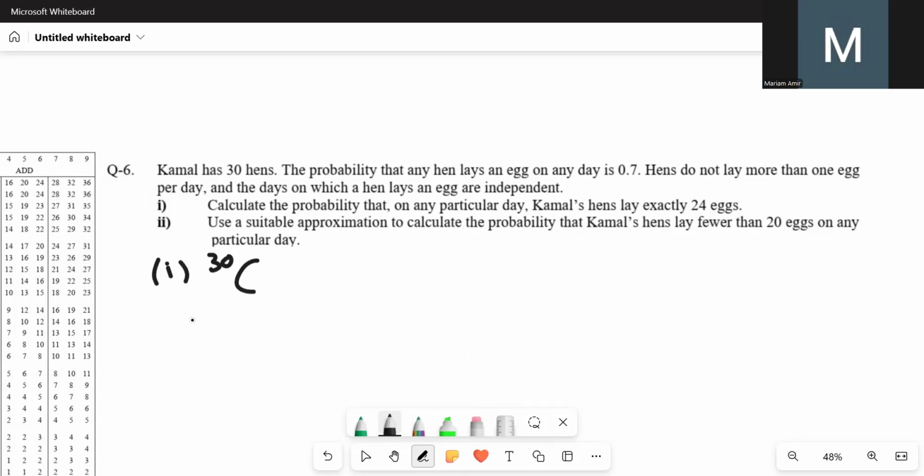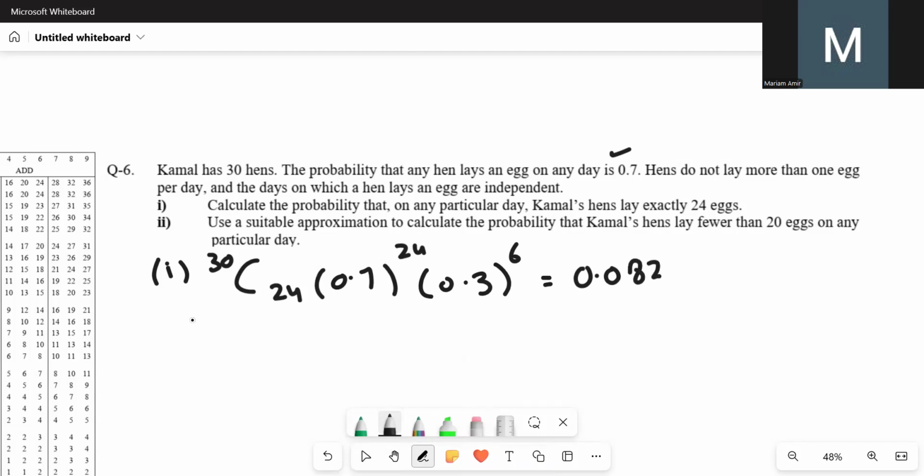30 C 24, probability of success, which is 0.7. This happens 24 times. Probability of failure, which is 0.3. This happens 6 times, so power 6. This would give us 0.082928, which we round to 3 significant figures and get 0.0829.